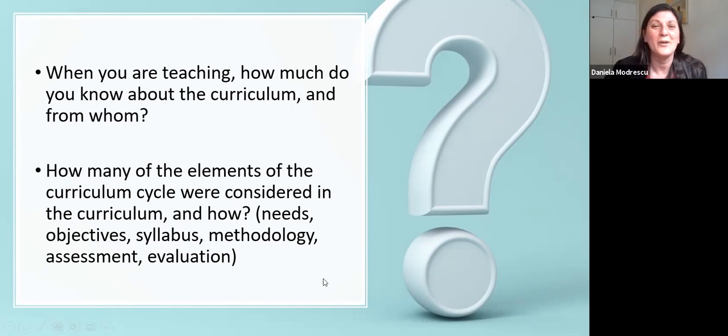I'm here. So when you are teaching, how much do you know about the curriculum and from whom? I'd like to know and share with us. Unless you develop it yourself, you may have developed it yourself. And if you have developed it yourself, how many of these elements of the curriculum cycle were considered and how?